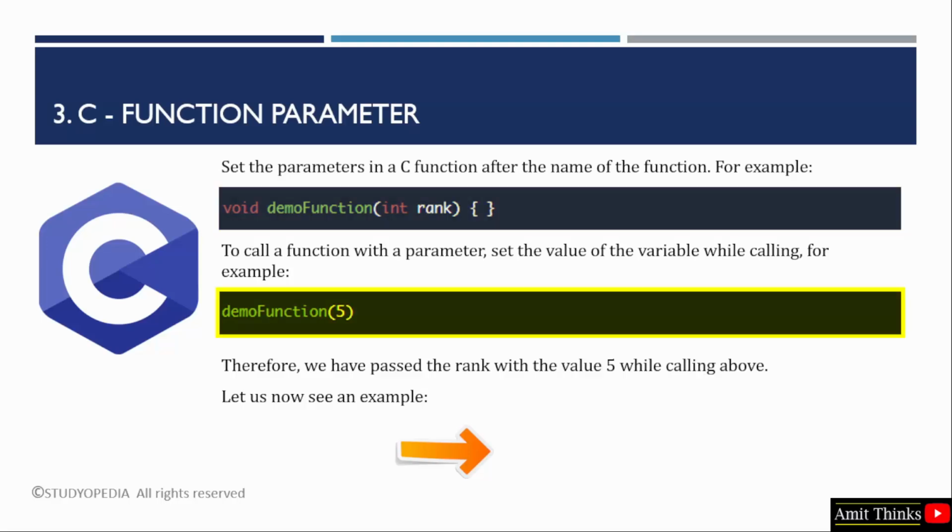If you want to call this, you need to set the value. So you can directly mention the rank you want to pass, that is the information you want to pass. So here we are calling a function with a parameter. The value for the rank we have set as 5. We have passed the rank with the value while calling above. Now let us run an example.